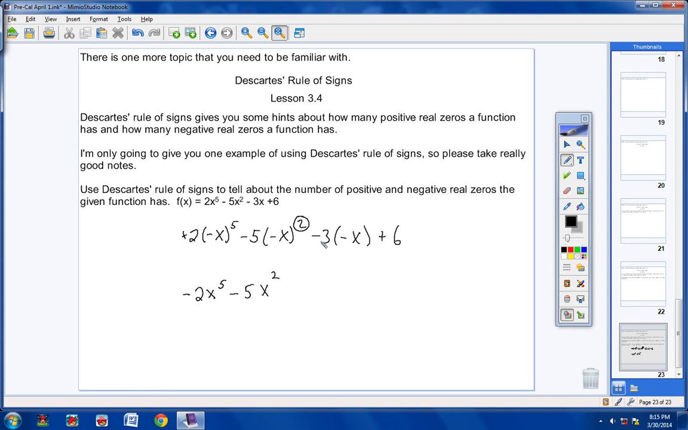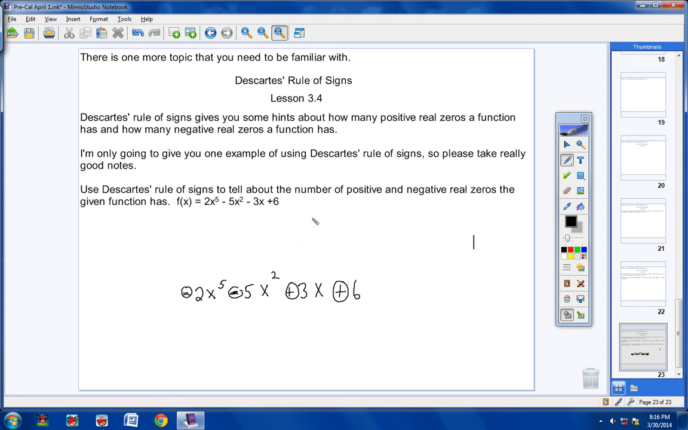Then I come over here, and negative 3 times a negative x is a positive 3x, and then bring down your positive 6. So everywhere there was an x in this function, I put a negative x. And then I simplified, and when I simplified, I came up with this right here. Now let's see how many sign changes I have going across. Well, I have a negative sign here, and then a negative sign here, so no sign change. Then I've got a positive sign here, so I went from a negative to a positive. That's 1 sign change. Then I went from a positive to a positive, so that's no sign change.